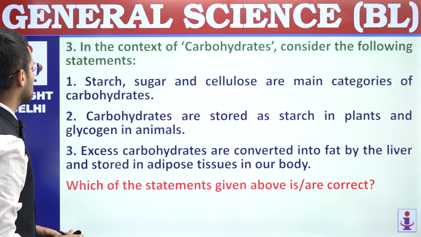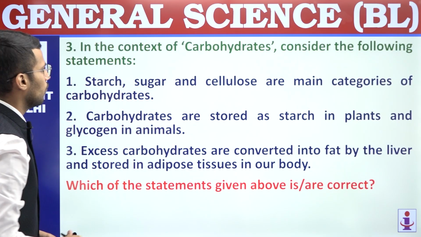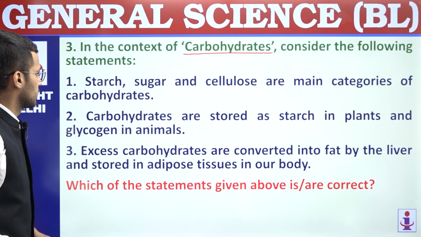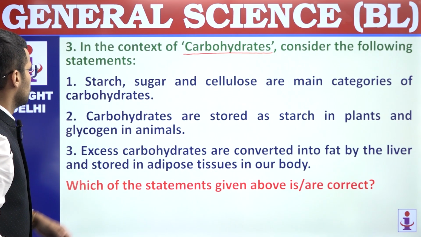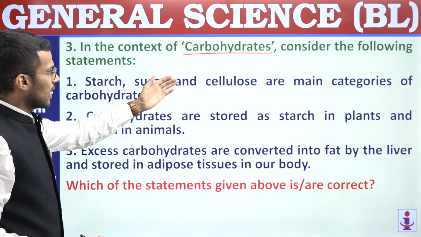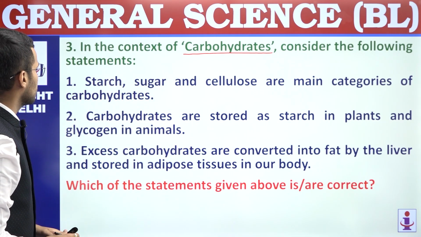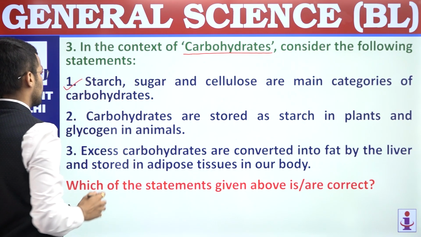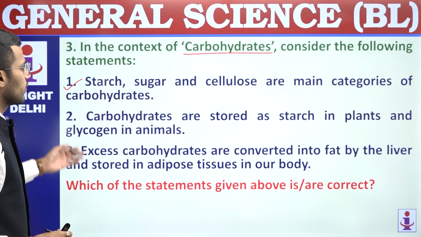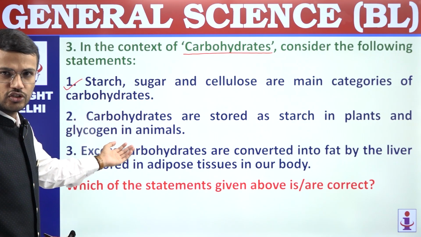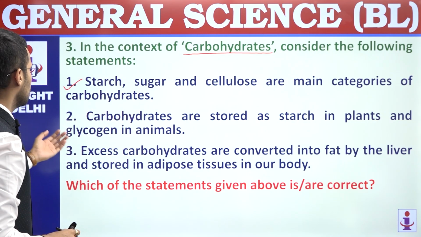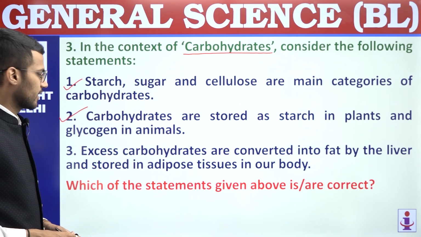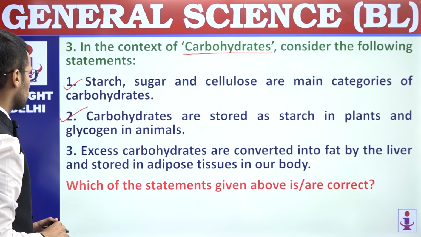Next, question number 3. In the context of carbohydrates, consider the following statements. First, starch, sugar and cellulose are main categories of carbohydrates, right? So this statement is correct. Second, carbohydrates are stored as starch in plants and glycogen in animals, right? So that is also a correct statement related to carbohydrates.